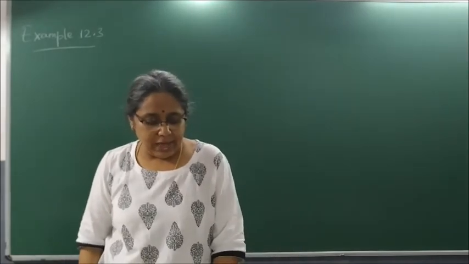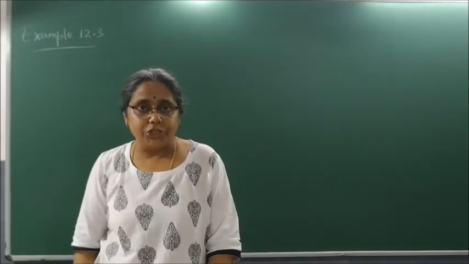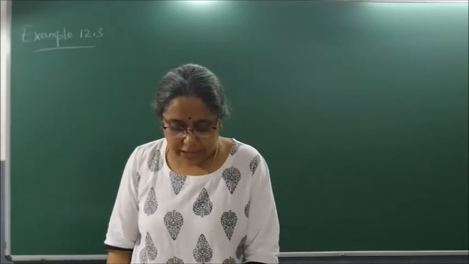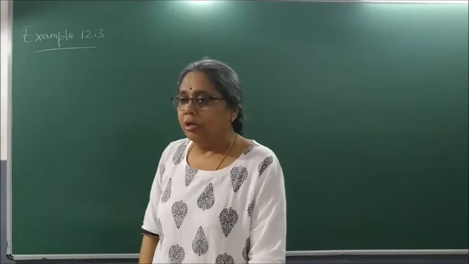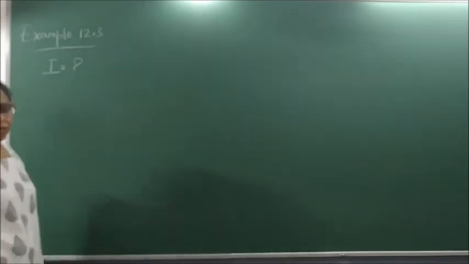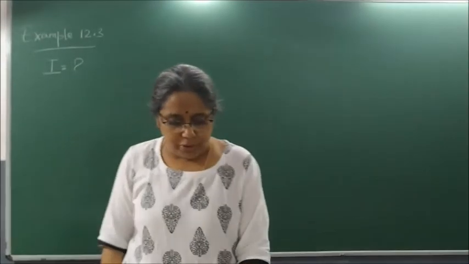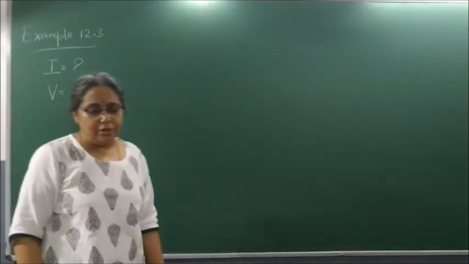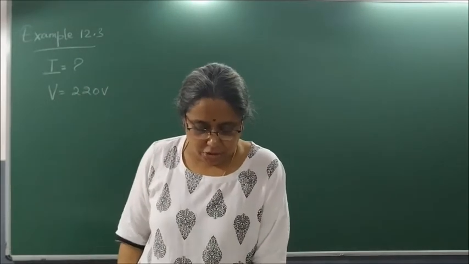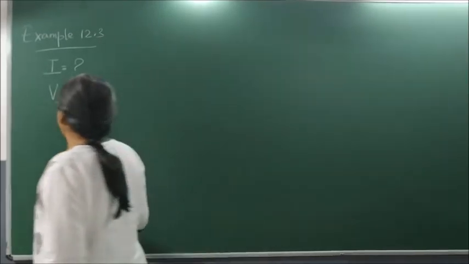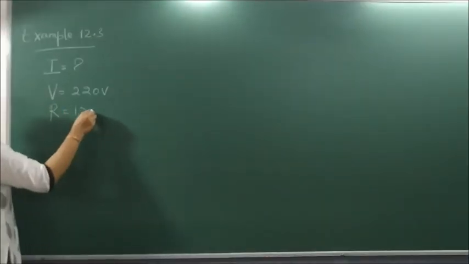See, I am reading the question. You don't really require to write the question. If you want, you can write. How much current will an electric bulb draw? So what do I have to find out? Current. How much current will an electric bulb draw from a 220 volt source? V is 220 volt, if the resistance of the bulb filament is 1200 ohm. So R is 1200 ohms.